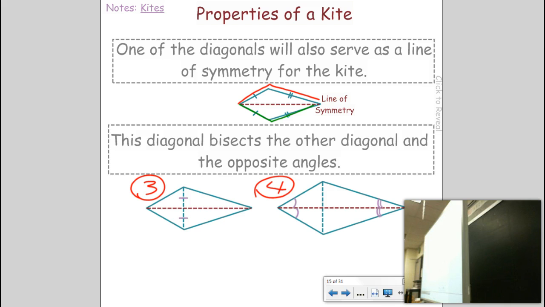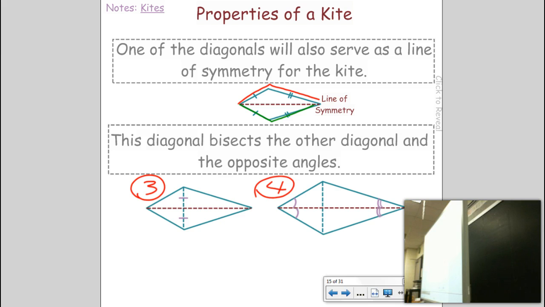Bisect means cut in half. So that diagonal pretty much cuts the kite perfectly in half. Whatever happens on one side, happens on the other side. Mirror image. So do both diagonals get cut in half? No, just one of them. The other diagonal, it's not the same length on either side.